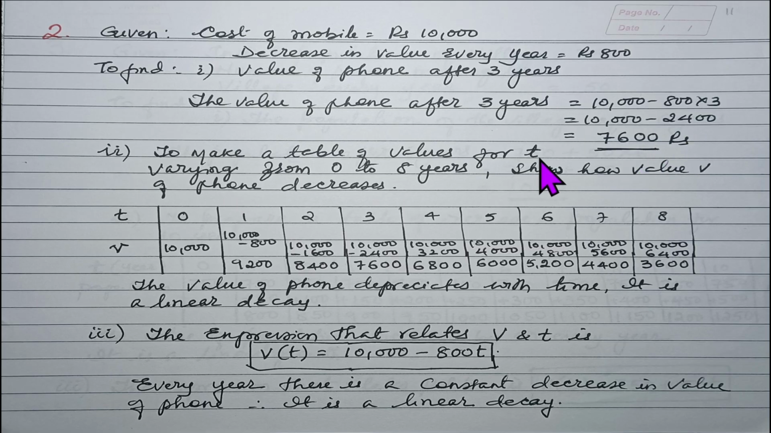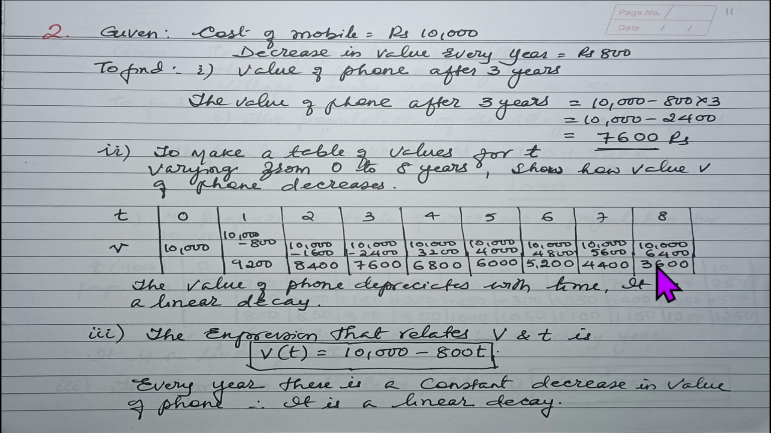Now we have to make a table of the time period in years, and also the depreciation of the mobile. In the first year it is 10,000, that is, when it is purchased, it is 10,000. After 1 year it is 10,000 minus 800, that is 9,200. So every year 800 is less, therefore after the second year 1,600 is less, 8,400, again 2,400 is less in the third year, 7,600, and so on up to 8 years.